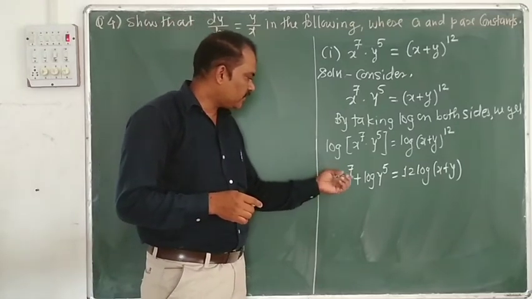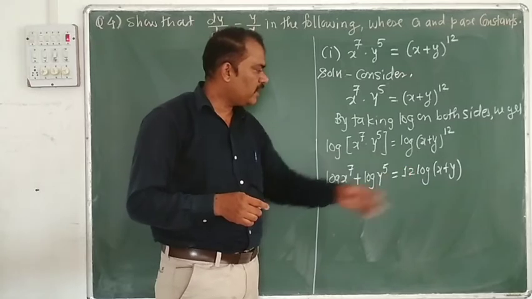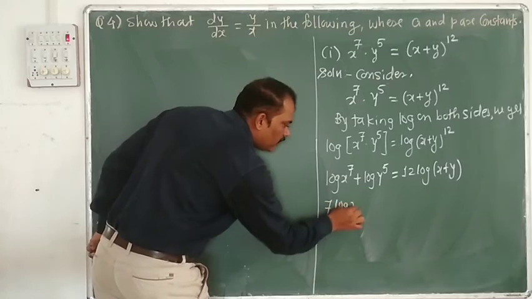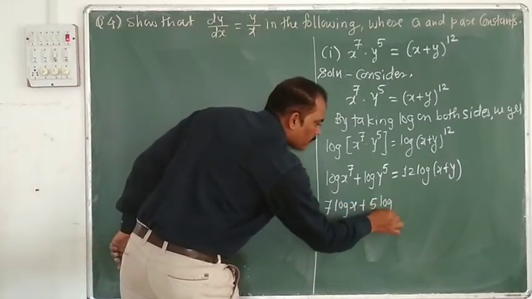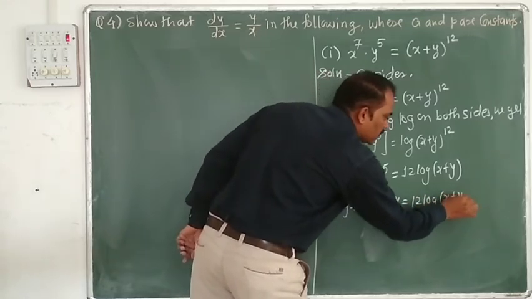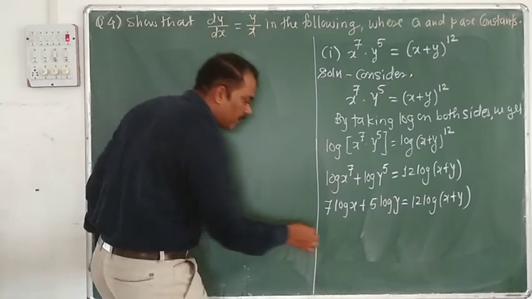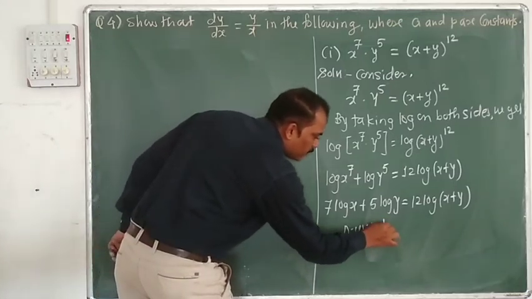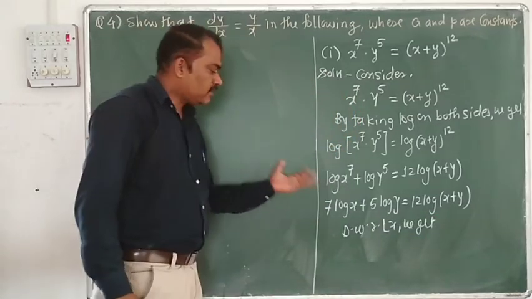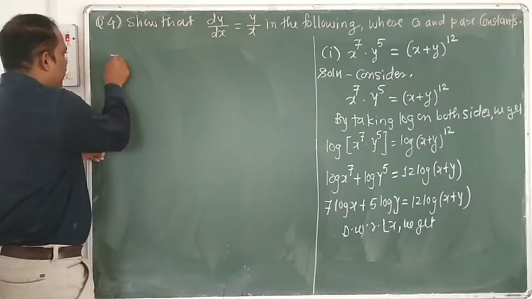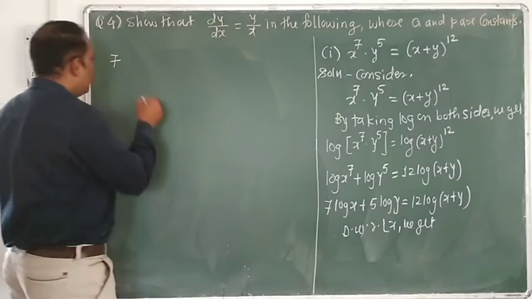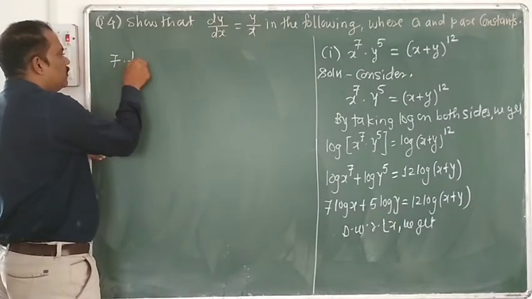Okay, log of x raised to 7 plus log of y raised to 5 is equal to 12 times log of x plus y. So what we get is 7 times log of x plus 5 times log of y is equal to 12 times log of x plus y. Now we have to differentiate this with respect to x. 7 is a constant, so we take it outside the derivative. What is the derivative of log x? Log x is a standard formula. The derivative of log x is 1 upon x, so 7 into 1 upon x.